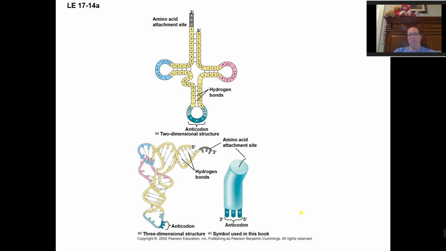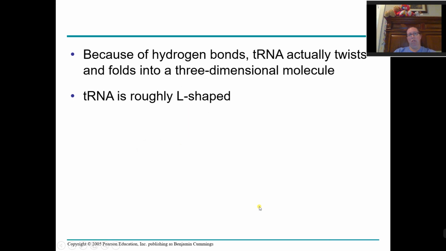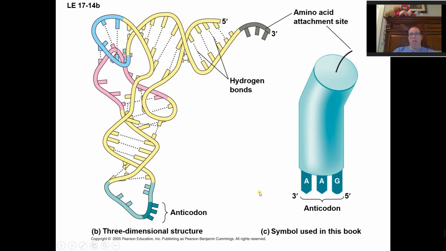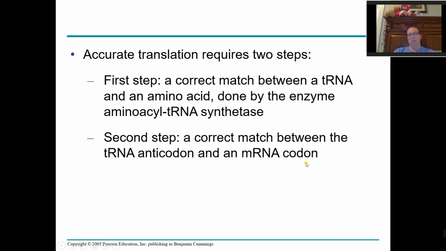This is probably a more actual-looking picture than our animated version, but I like our little candle version. Okay. So this is really the symbol; different books use different things, but this is really what it looks like. You've got your anticodon, and you've got your amino acid attachment site, and this is your tRNA.